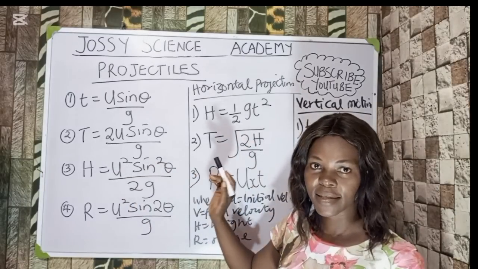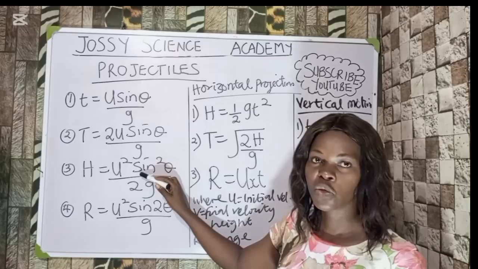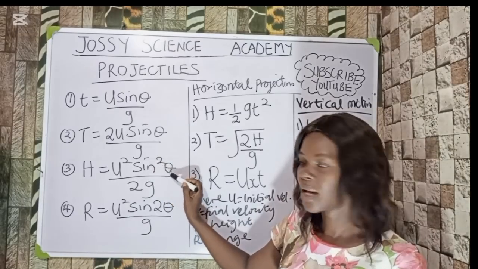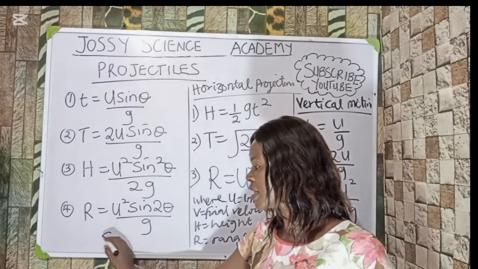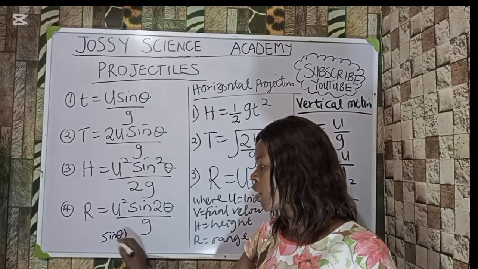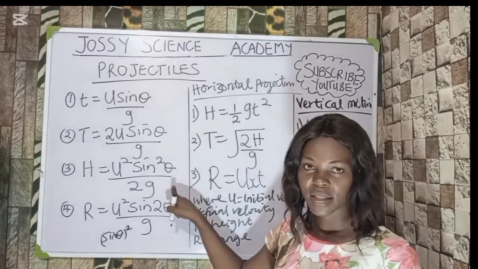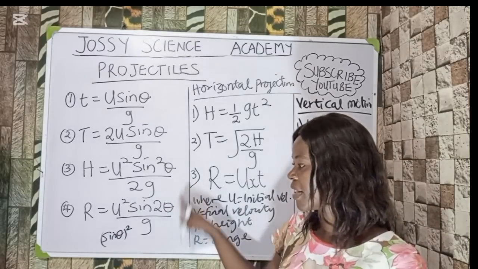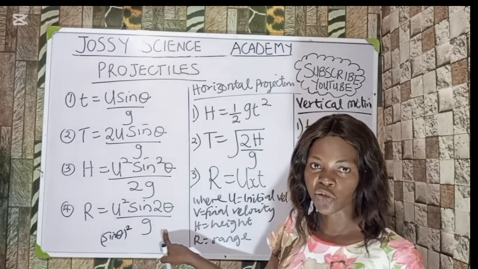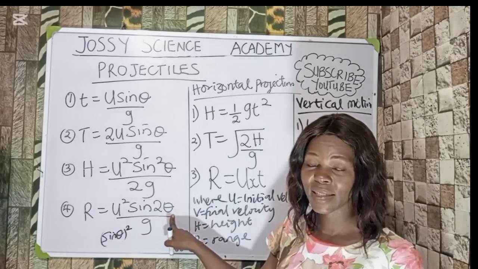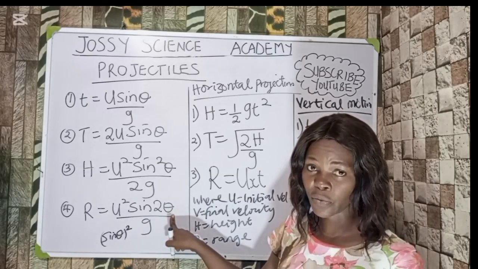H is the height. And the formula is u squared sine squared theta over 2g. Sine squared theta is just like saying sine theta, squared. That's what it means in this one. Okay? Then the range is equal to u squared sine 2 theta over g. This one is to multiply the theta by 2 before you find the sine of it.